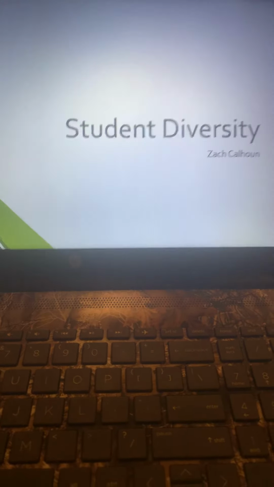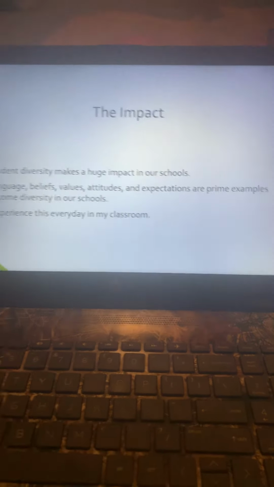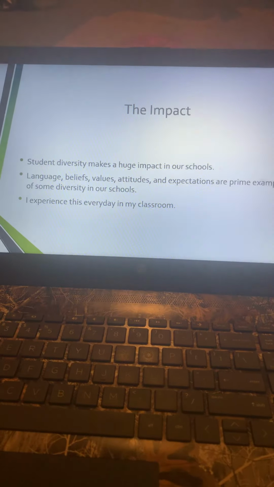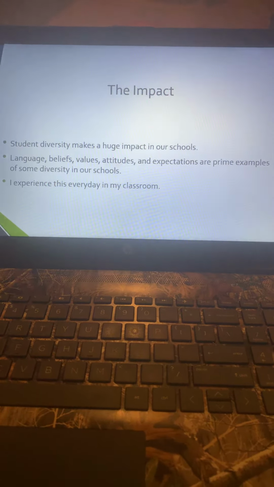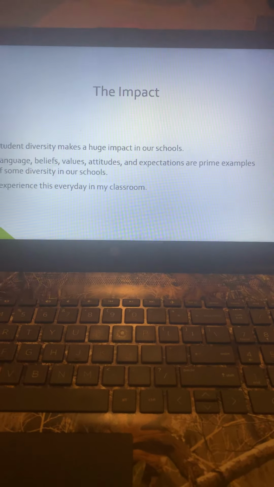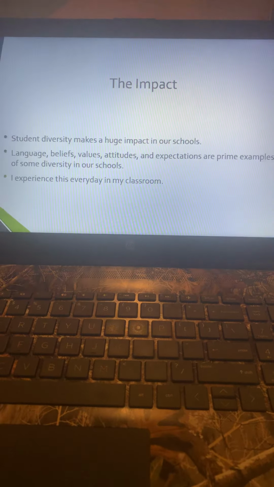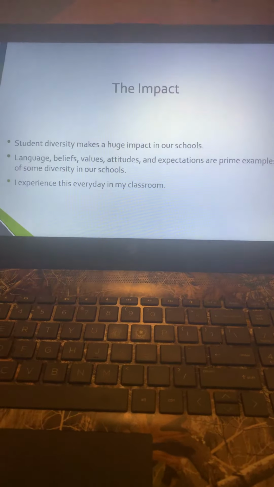Student diversity. The impact. Student diversity makes a huge impact in our schools daily, especially with language, beliefs, values, attitudes, expectations, and prime examples of diversities in our schools. I experience this every day in our classroom.